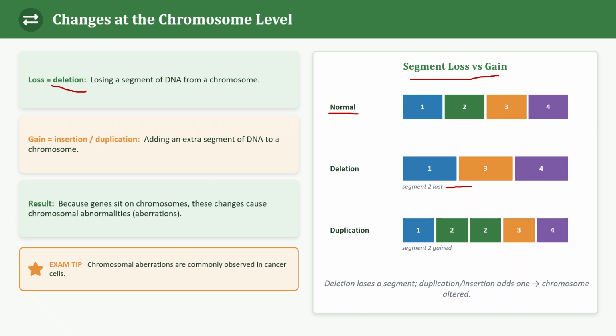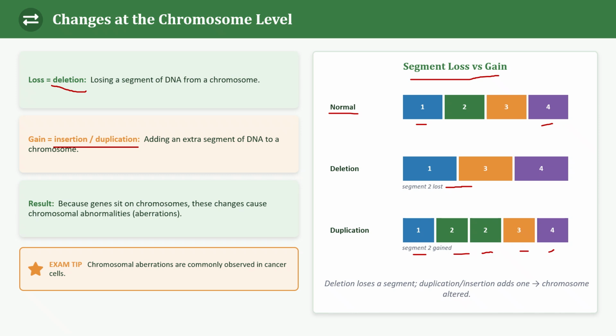And next we are going to see insertion or duplication, right? So insertion or duplication means an extra DNA segment is added. Just imagine copying one paragraph twice in a book. So what happens? The information becomes repeated, right? So the same thing happens here also. Let's take this normal one, 1, 2, 3, 4. When it is duplicated, it becomes like 1, 2, 2, 3, 4. So here again, the segment 2 appears twice.